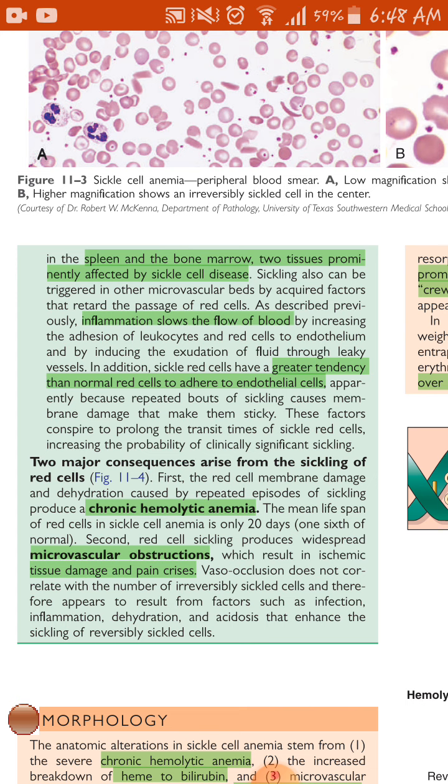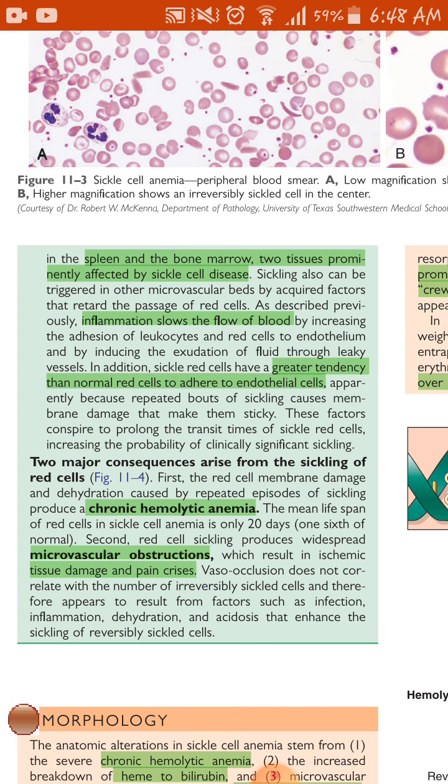Whenever a person is suffering from inflammation, the blood flow through the vasculature becomes sluggish because there is adherence of the WBCs and red cells to the endothelial cells. So if a person has sickle cell disease and at the same time suffers some inflammation, then it can enhance or cause a crisis in the person.